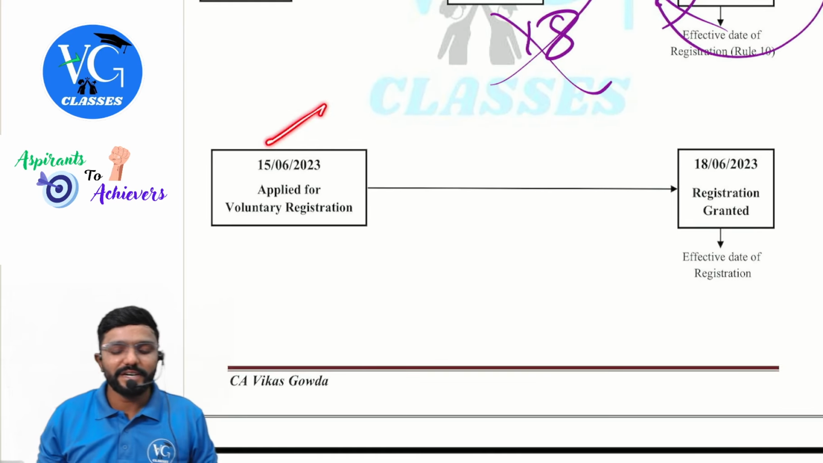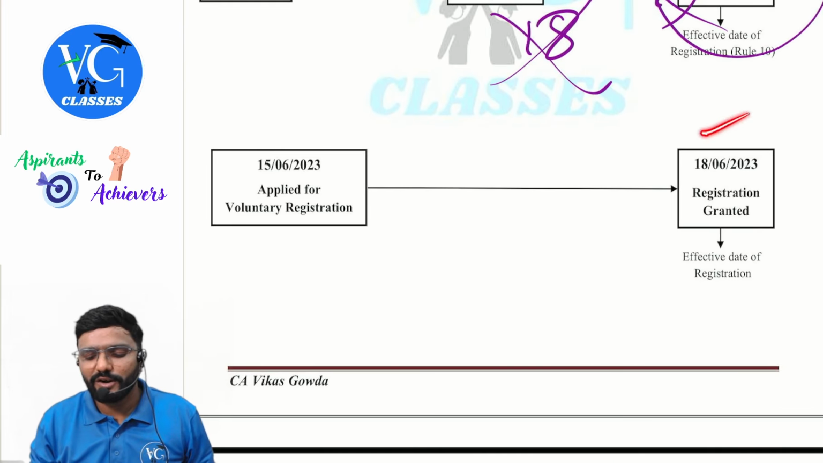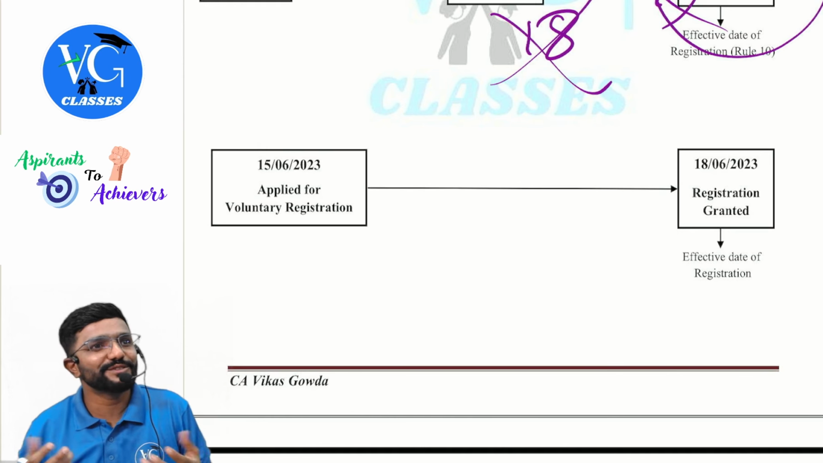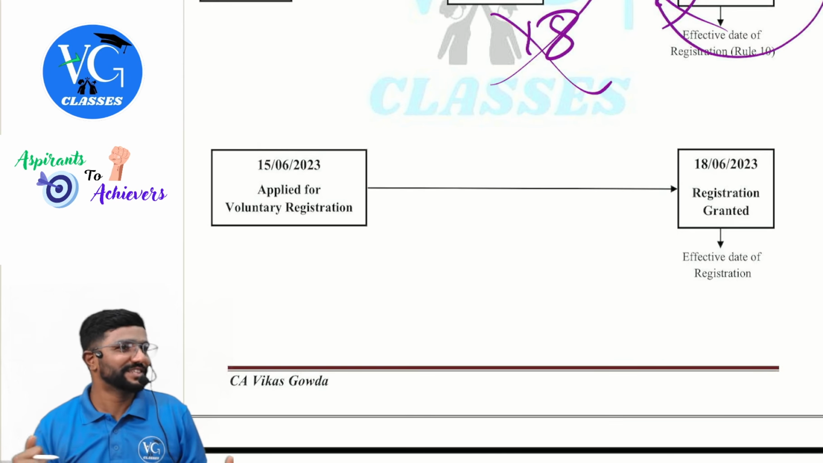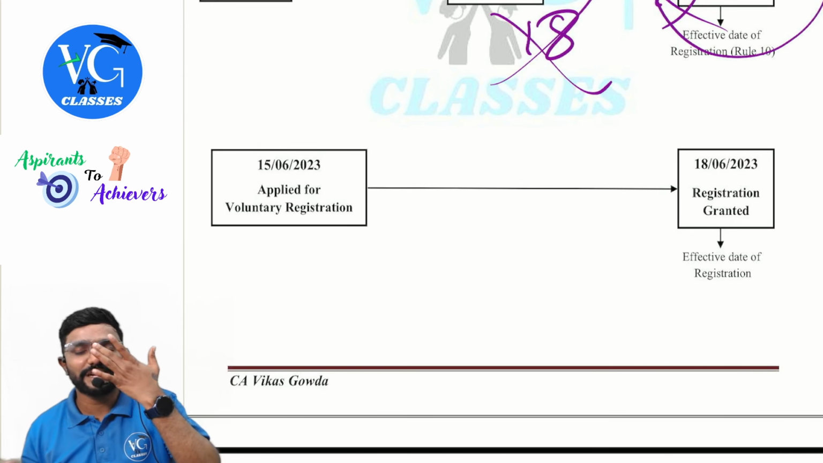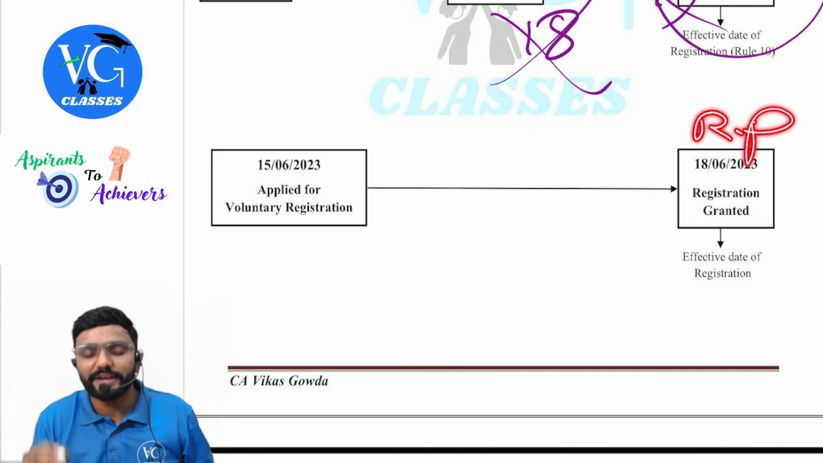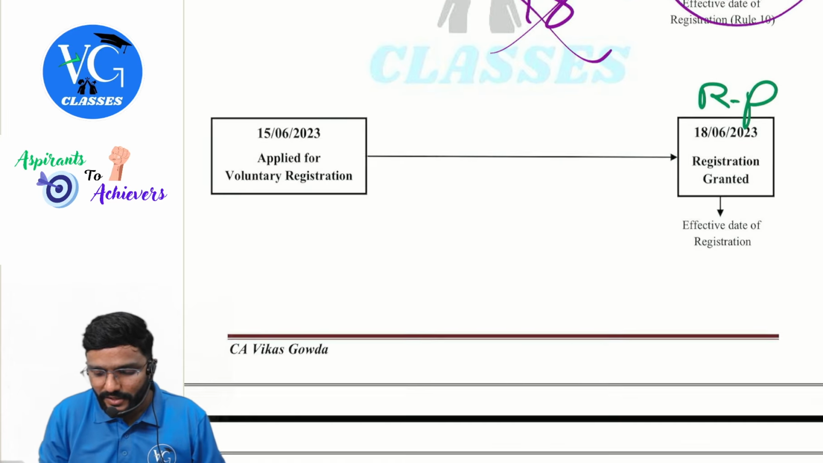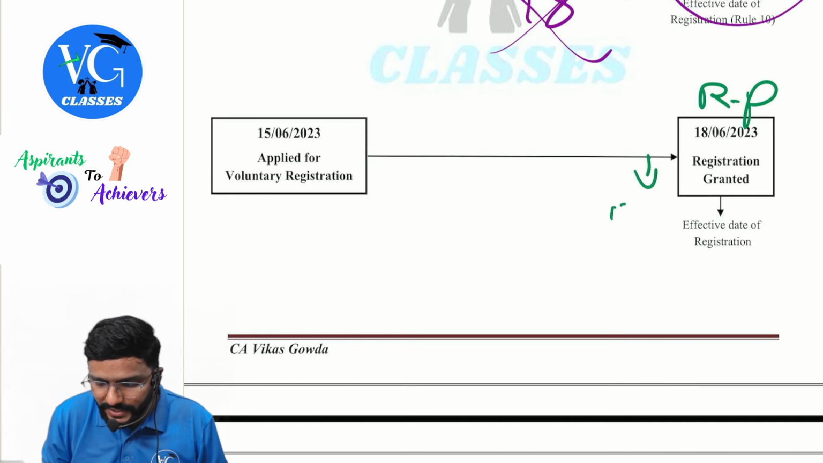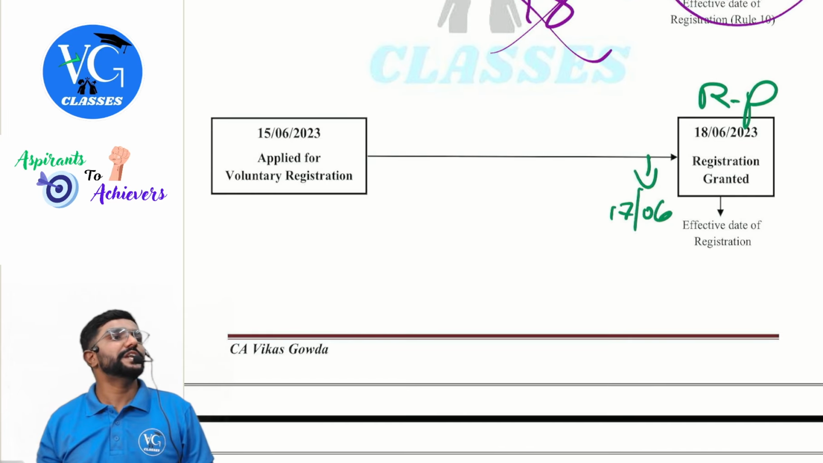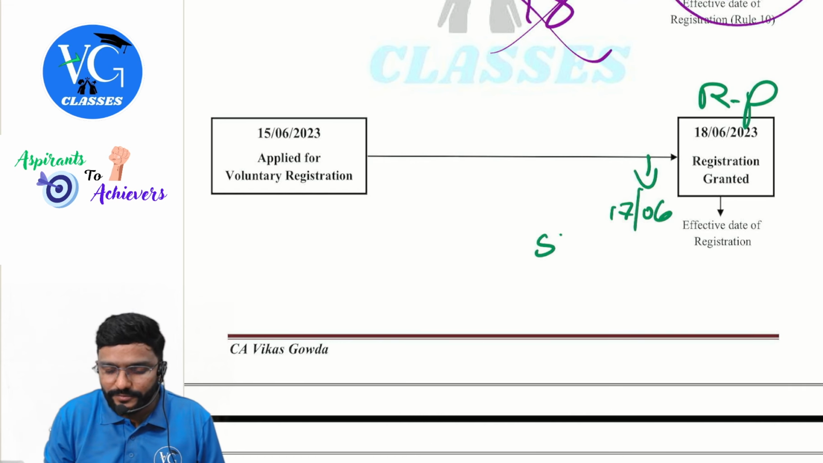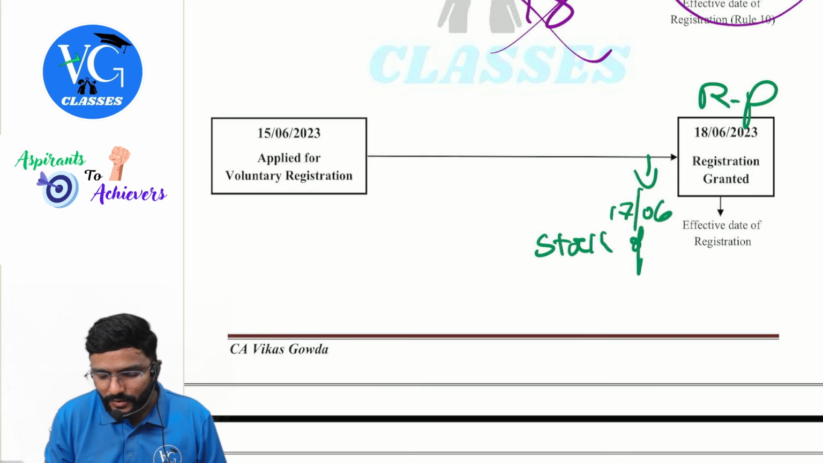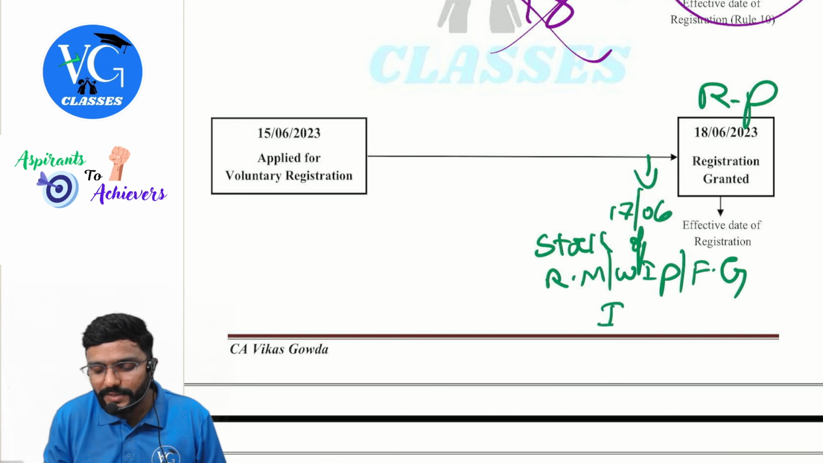Assume I applied for voluntary registration on 15th June and got it on 18th June. When I myself am going, they immediately want to take me inside, because I start paying tax now. So I am called a registered person from what date? 18th June. Now, on 17th June, whatever stock of raw material, WIP, and finished goods I have, sir, can I claim the ITC?